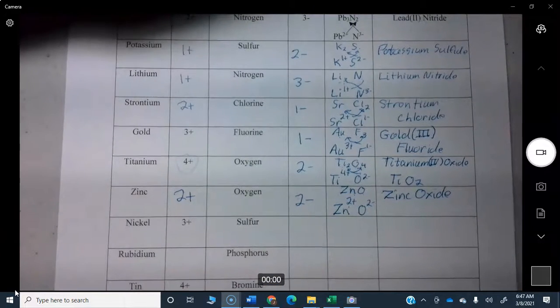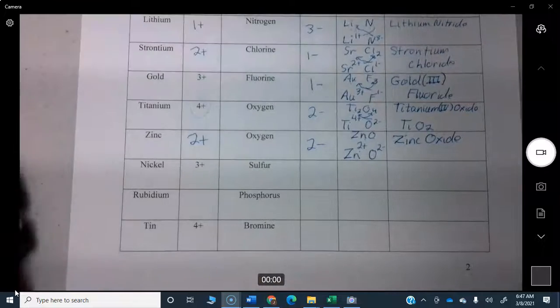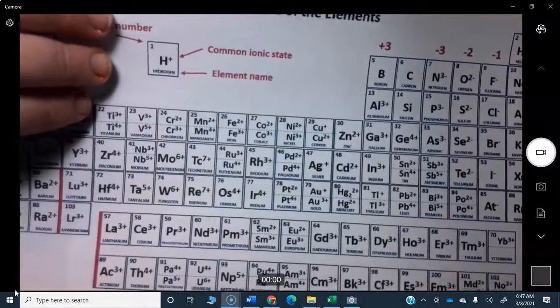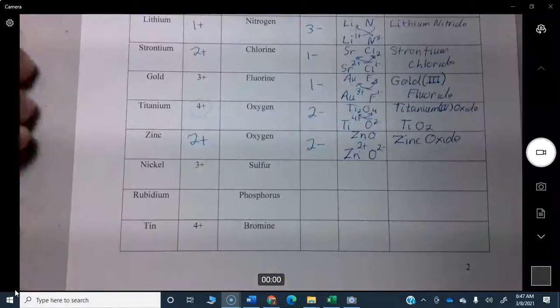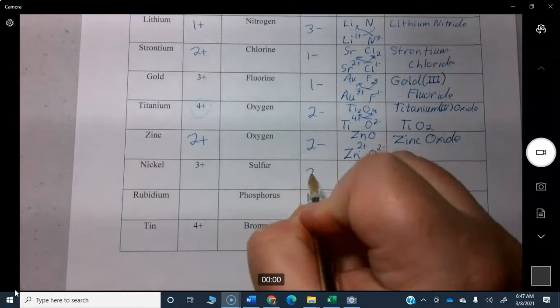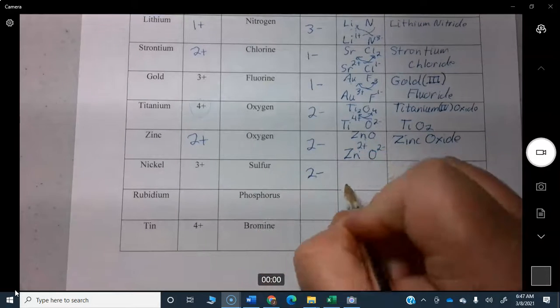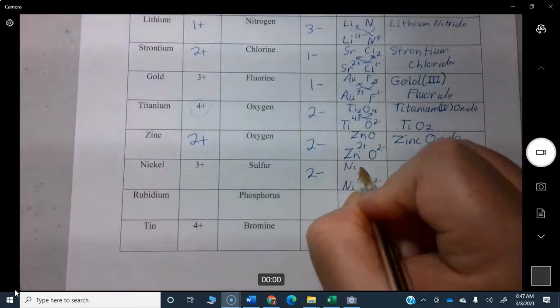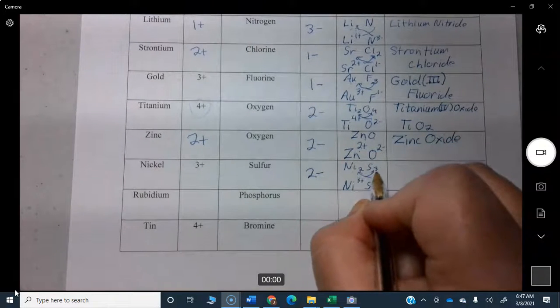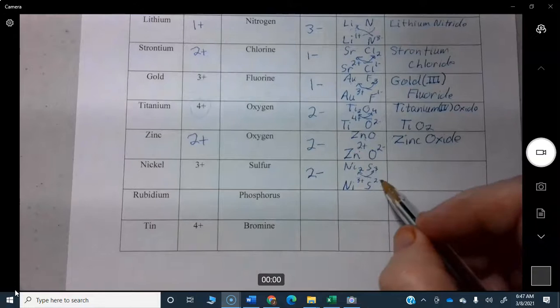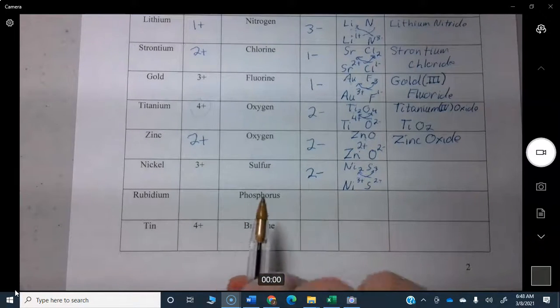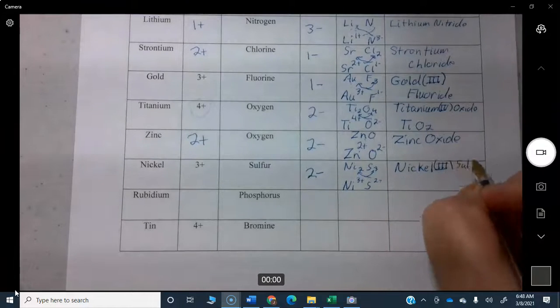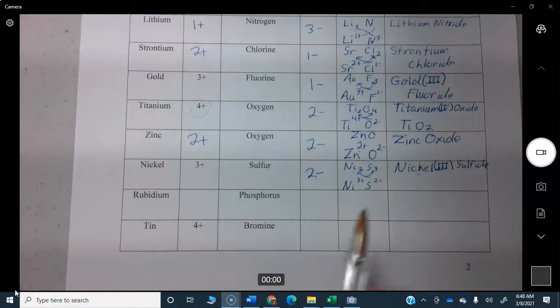Okay, keep going here. Nickel. Nickel has a couple of charges, so there it is. It's a 2 plus and a 3 plus. So we're going to use the 3 plus here. And sulfur is a 2 minus. So it's Ni2S3. 3 times 2 minus is 6 minus, 2 times 3 plus is 6 plus, so that balances. Okay, so it's nickel 3 sulfide.